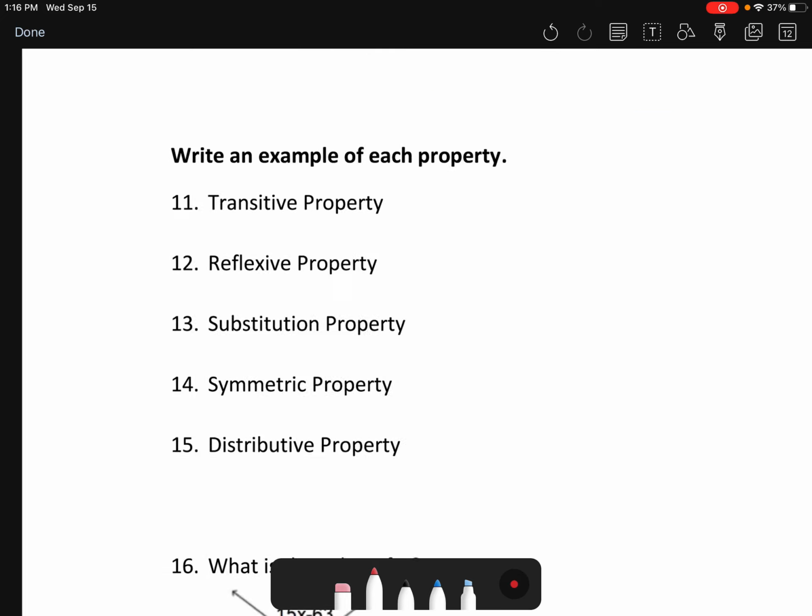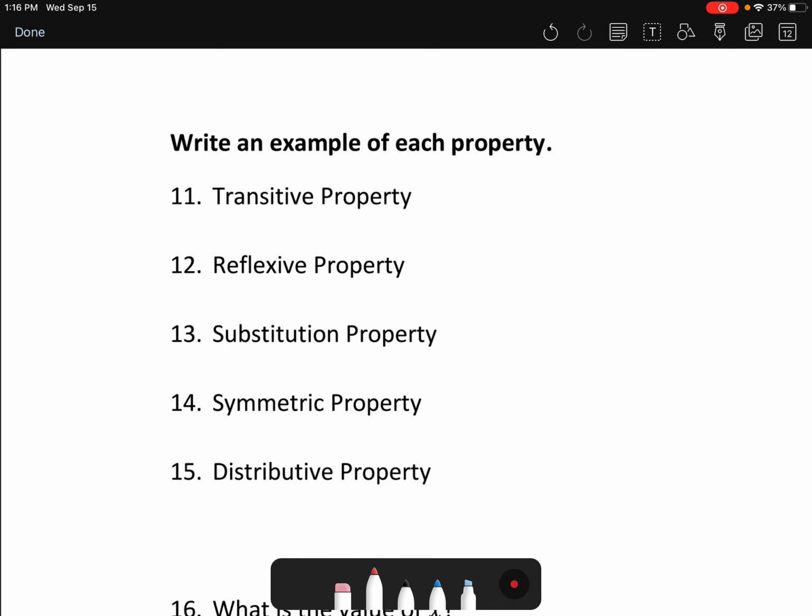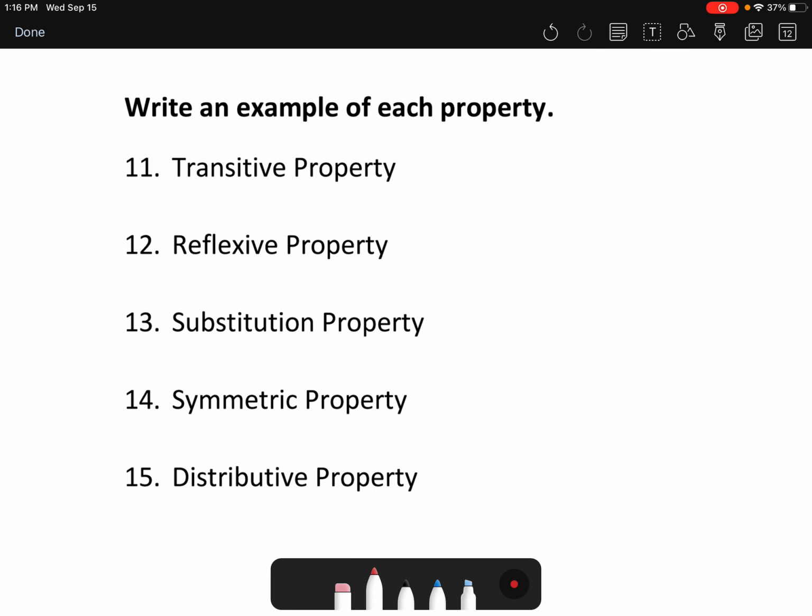Going on to this set of problems right over here. It asks us to write an example of each property. Now this right here would be a great thing to put onto your cheat sheet. All right, the transitive property.